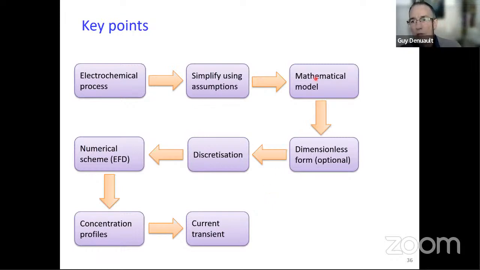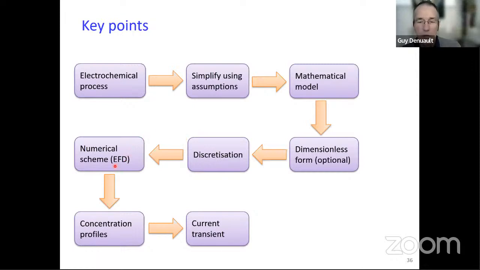Once you have done that, you can establish your mathematical model. You can make it dimensionless if you want. It's optional. At the beginning, I recommend that, but if you don't want to, you can bypass this part. You then need to discretize both concentration, time, and distance. You need to discretize the equations. This will give you a numerical scheme.